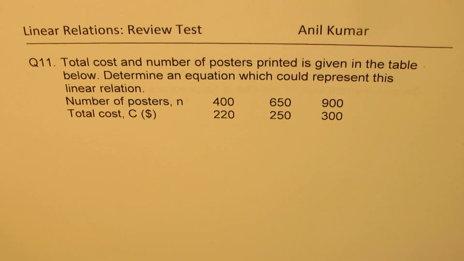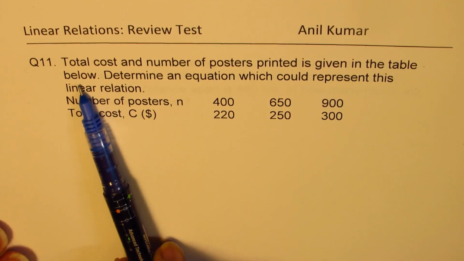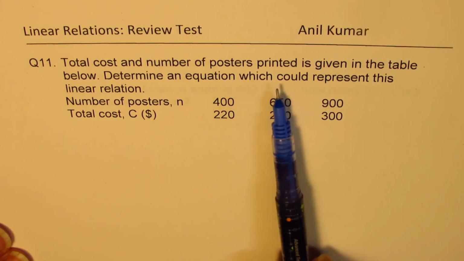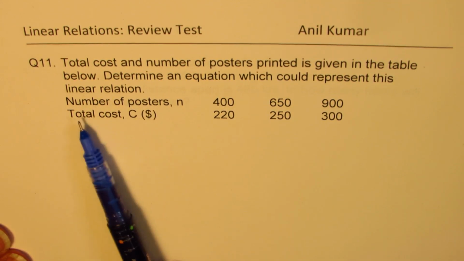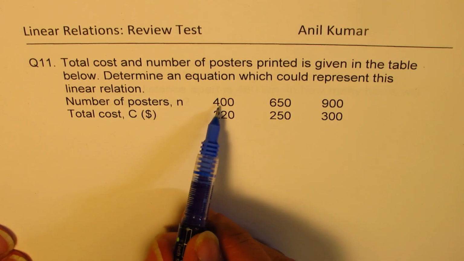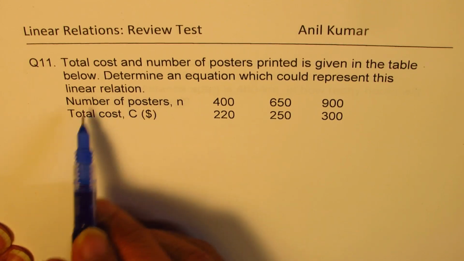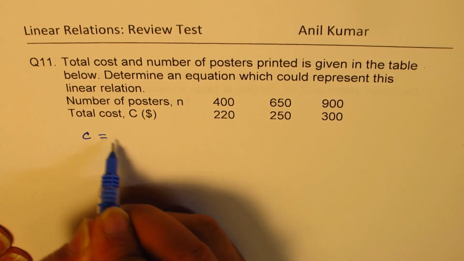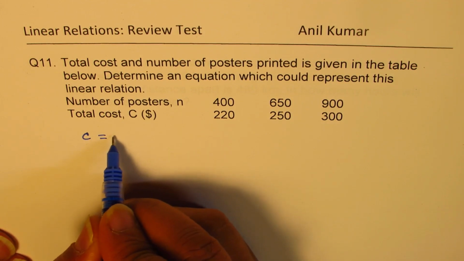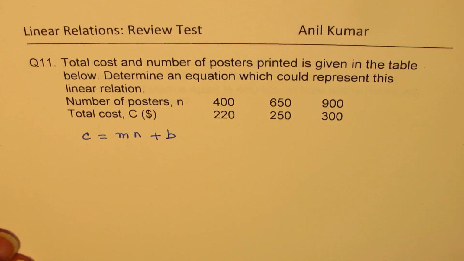Okay. Question number 11. So this is a thinking question. It says the total cost and number of posters printed is given in the table below. Determine an equation which could represent this linear relation. We are saying this relation is linear. So for number of posters 400, the cost C will be $220. When we say it is linear, we write C equals some slope, which is m, times n plus b, right? That is what the equation should be.